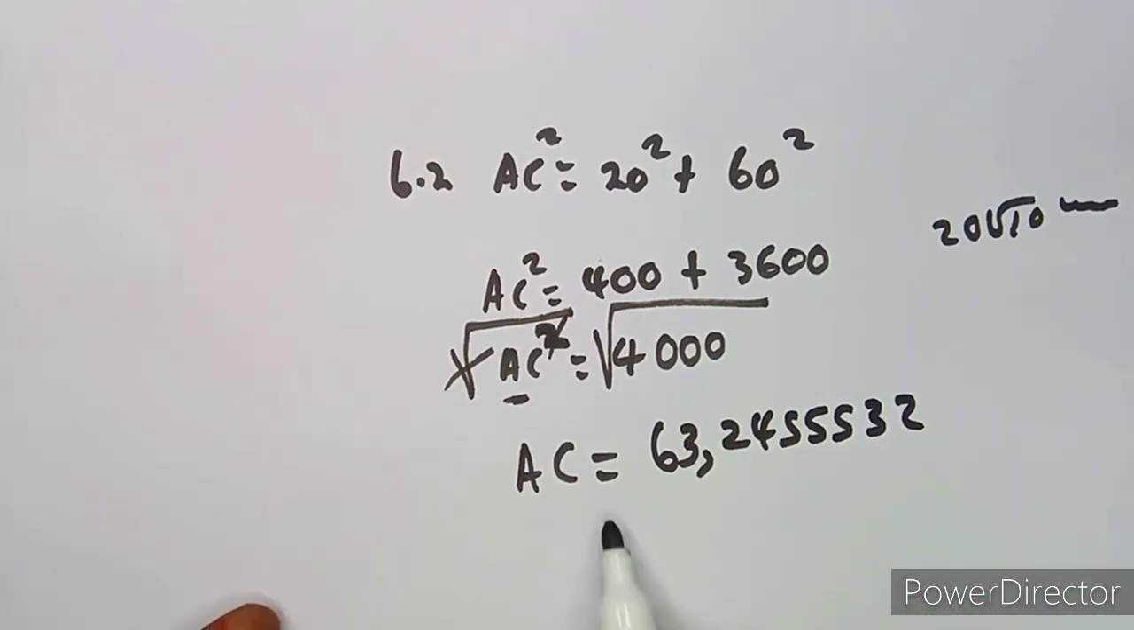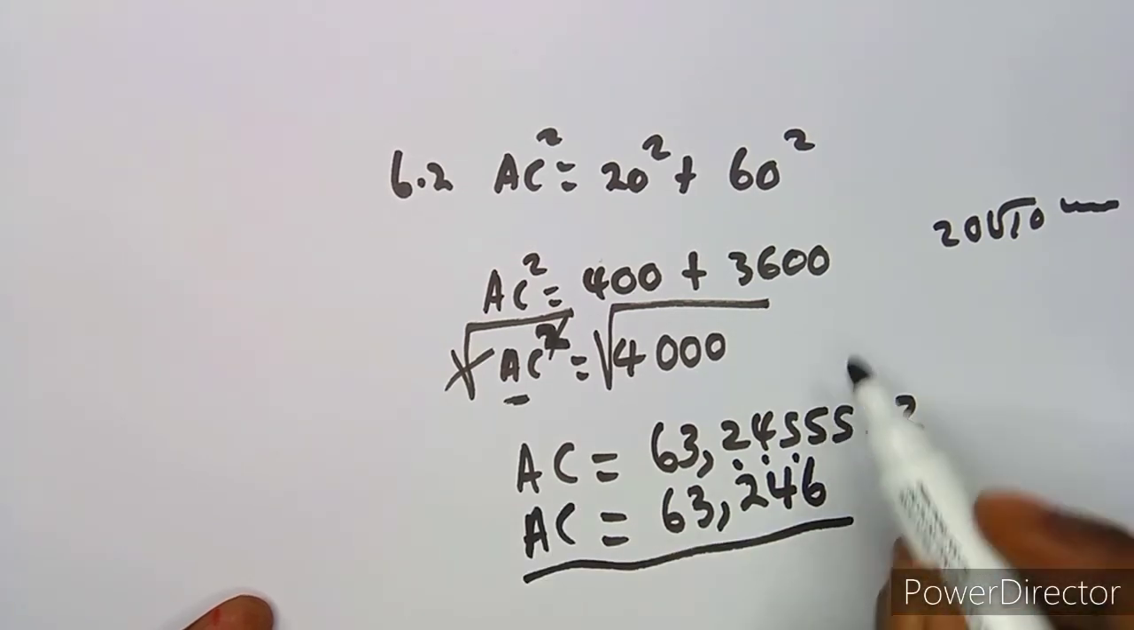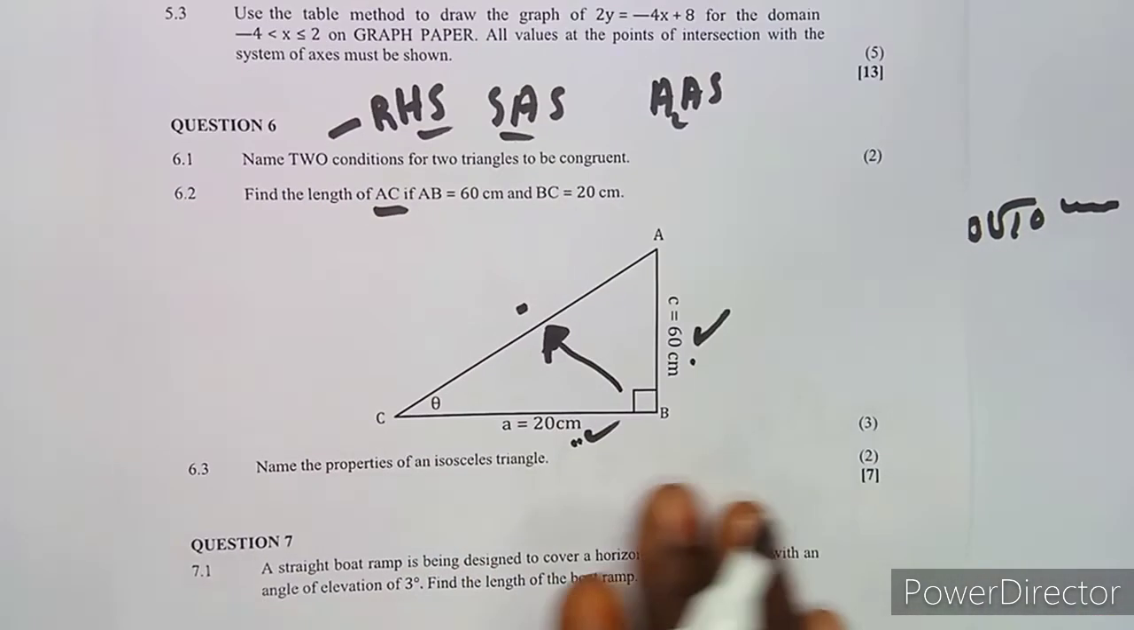So as a decimal, you're going to have 63,2455532 like this, which is the same as 63,2. Remember, to 3 decimal places, 1, 2, 3. So it's going to be 2, 4, 6 like this. That will be our AC, because 5 is going to change this into 6. And the units there is actually in centimeters. We are given this in centimeters here, as you can see.